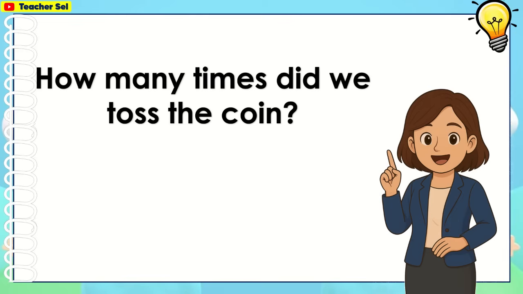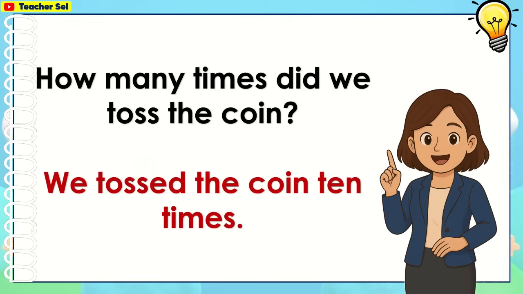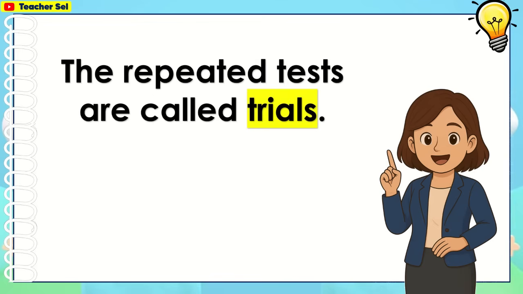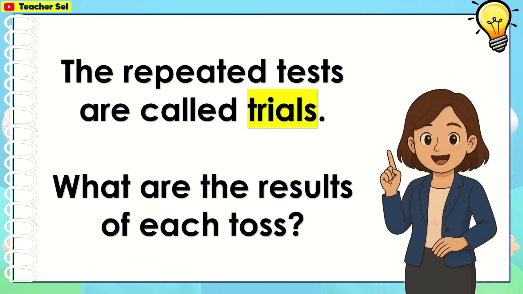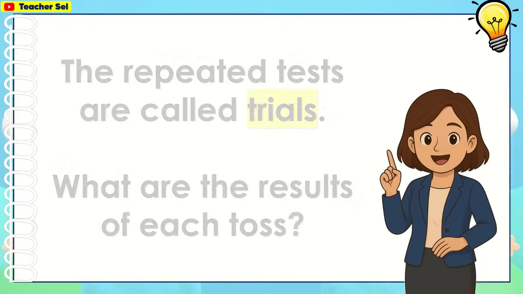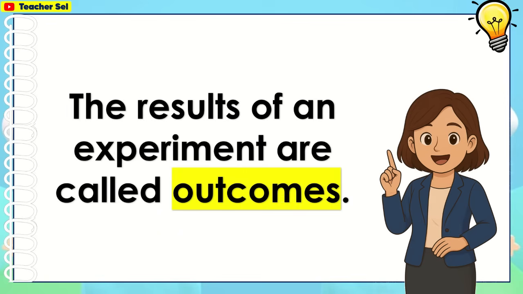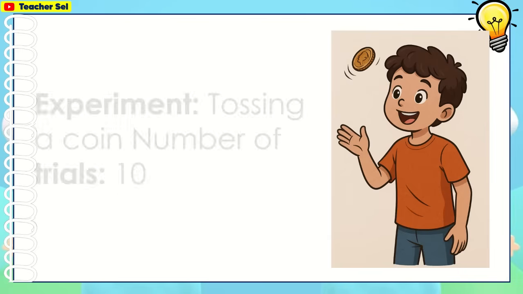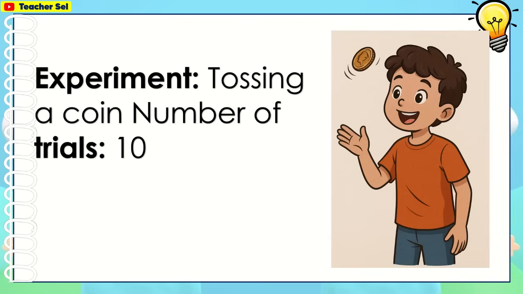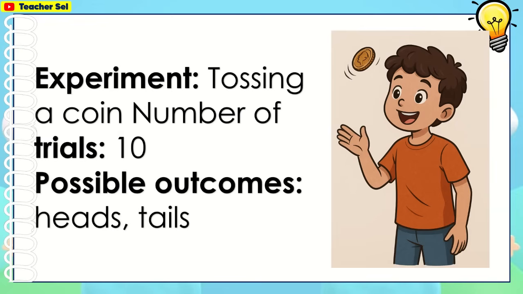How many times did we toss the coin? We tossed the coin 10 times. The repeated tests are called trials. What are the results of each toss? The results of an experiment are called outcomes. Experiment, tossing a coin, number of trials, 10. Possible outcomes, heads, tails.